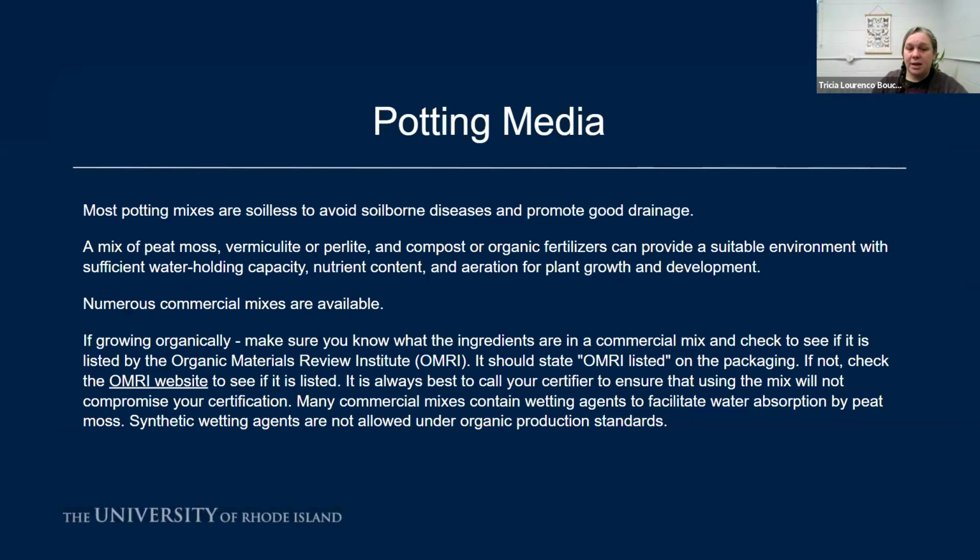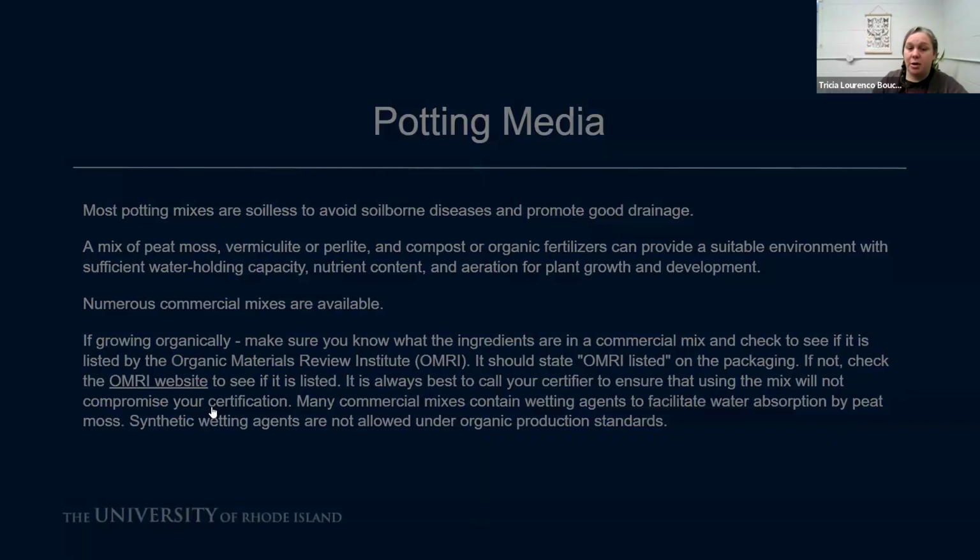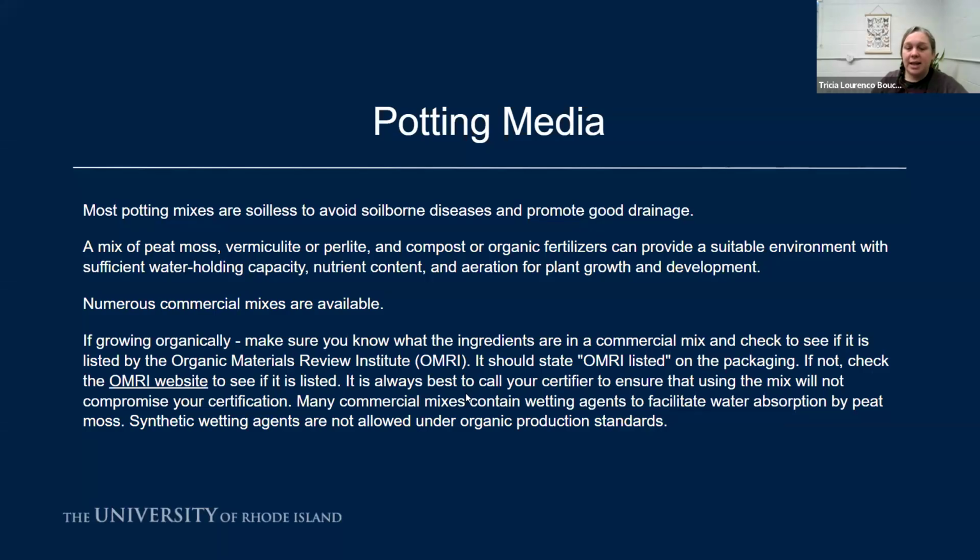If you're growing organically, make sure that you know what the ingredients are in your commercial mix and check to see if they're listed by the Organic Materials Review Institute. You'll see that OMRI label. It should state OMRI listed on the packaging. If not, check the OMRI website to see if it's listed. It's always best to call your certifier to ensure that the mix will not compromise your certification. Most commercial mixes contain a wetting agent to facilitate absorption by peat moss. Synthetic wetting agents are not allowed under organic production standards.